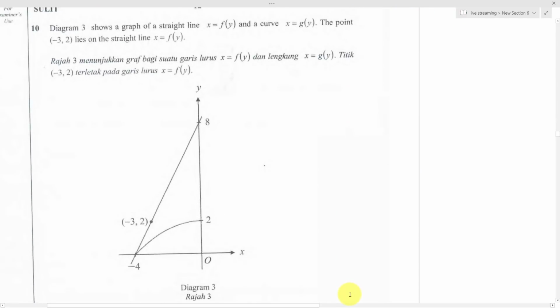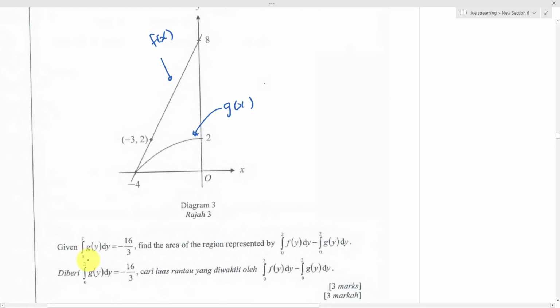Alright, number 10 here. Diagram 3 shows the graph of a straight line. So you have fx, and then you have the curve which is gx. So over here this one is my fx and this curve will be my gx. The point negative 3, 2 lies on the straight line. Alright, so we have everything here. What does the question want? The question asks you to integrate gx from 0 to 2, and they tell you the area is negative 13 over 3. So first thing, when I integrate gx from 0 to 2, do you see dy?